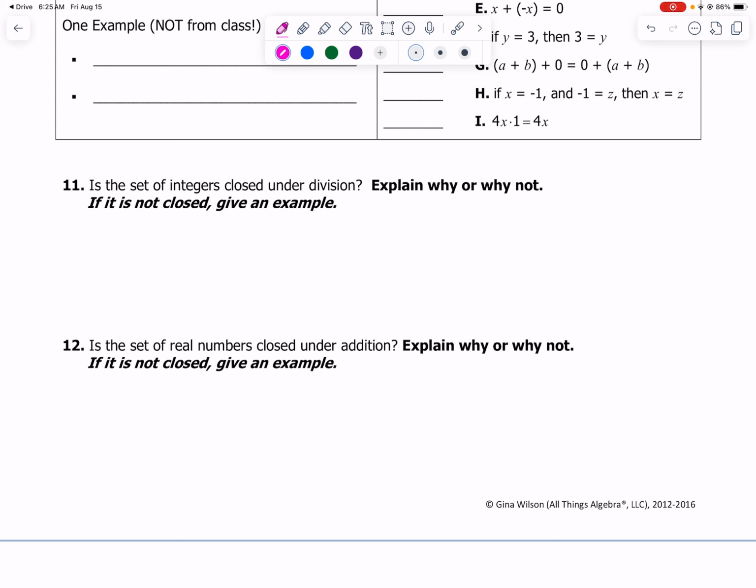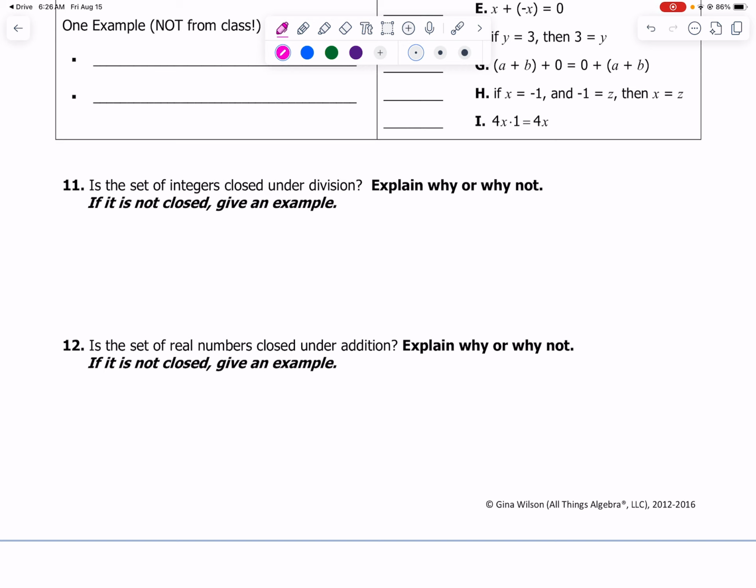And then we're talking about the closure property, which was in the notes. Okay, so is the set of integers closed under division? Remember, a set is closed if the operation always produces an element of the same set. So if it produces something outside of the set, then it's not closed. So is the set of integers closed under division? Explain why or why not. So that means if I take two integers and I divide them, do I get an integer?